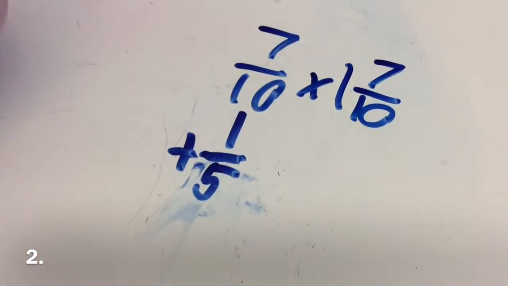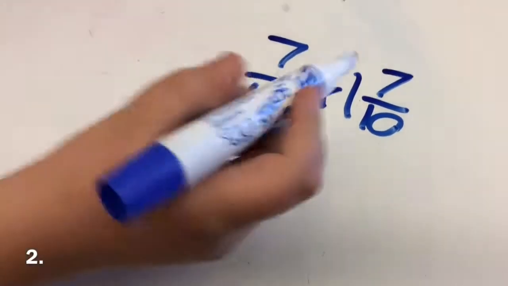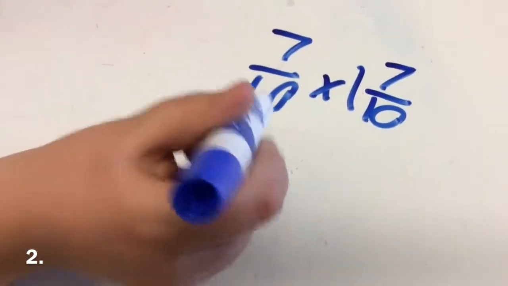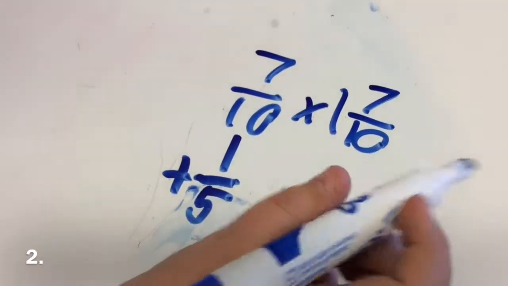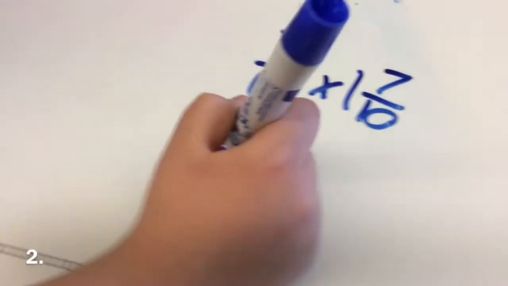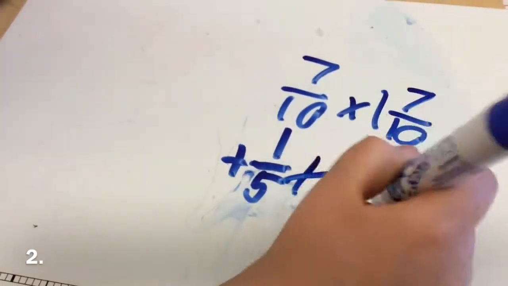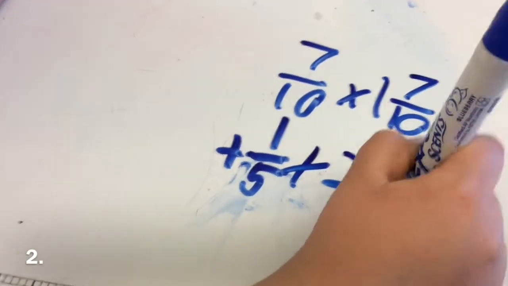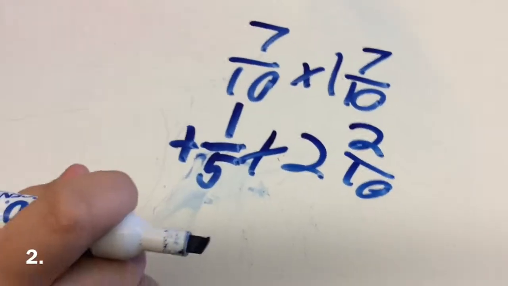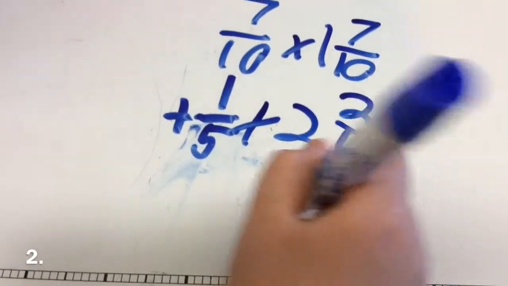Hey Kyle, how do you get this times 1? Well, see, if you times 7 times 1, it'll get you 7/10. But timesing 1/5 by 2 will equal 2/10, leading you to the answer of 9.